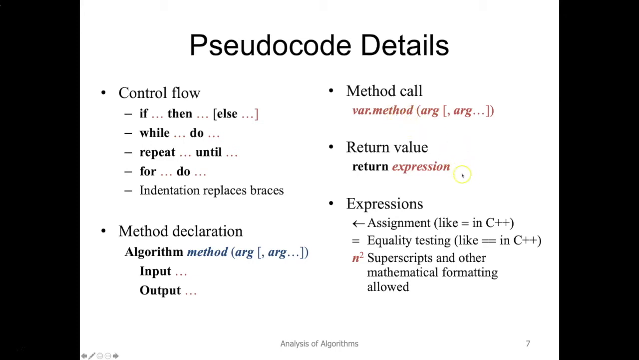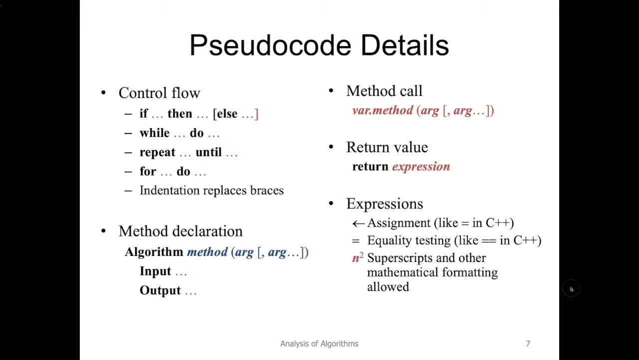You can return a value or an expression, and some of the expressions we have are assignment. So this is using an arrow. This is the same as an equal sign in C++. Equality testing is just an equal sign. This is the equivalent of double equals in C++. And there are also other mathematical formatting which is allowed. So for example, you could just write directly n squared or n cubed rather than having to call a separate function like pow for that.